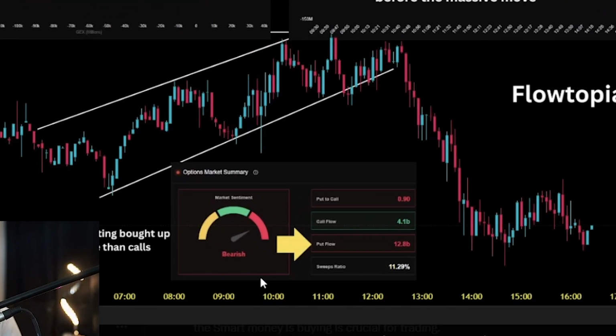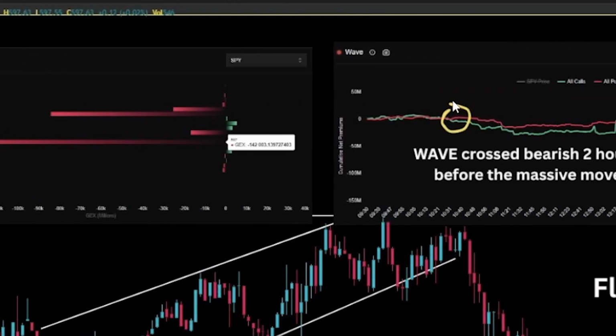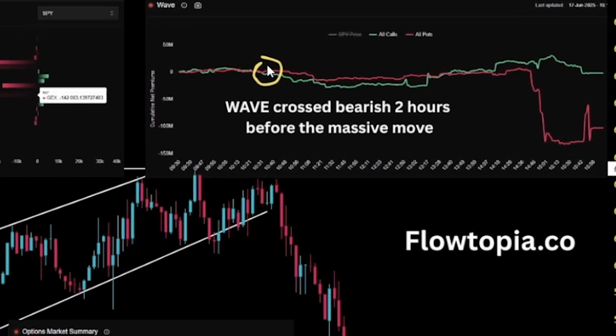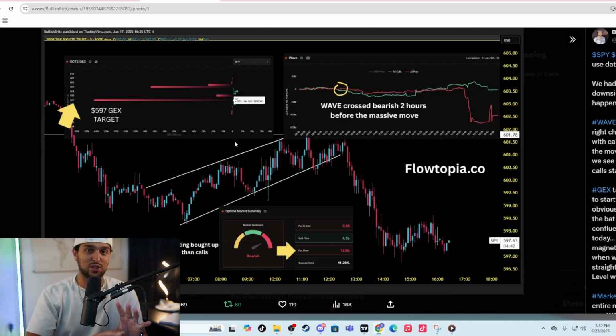So looking at SPY here, we have a bear flag or a rising wedge, basically a bearish chart pattern. So now we have a downside target, WAVE telling us that puts are crossing to the upside, so that's bearish. And we have a bearish chart pattern. So all this is leaning towards downside.